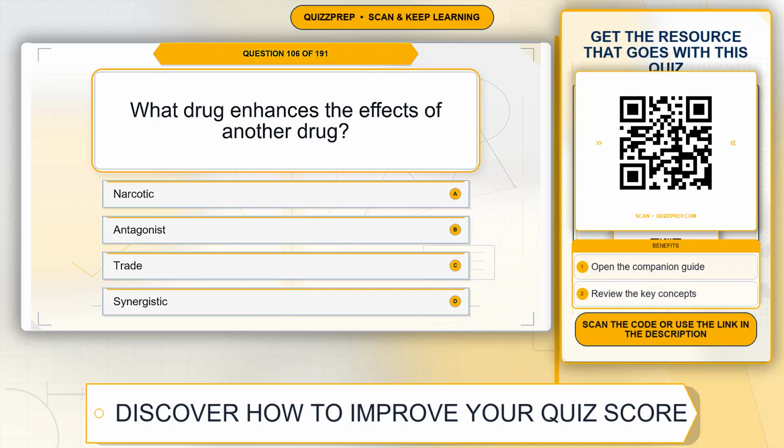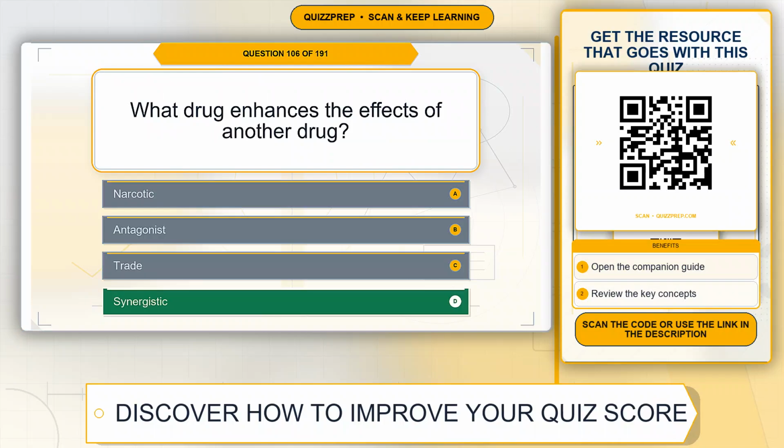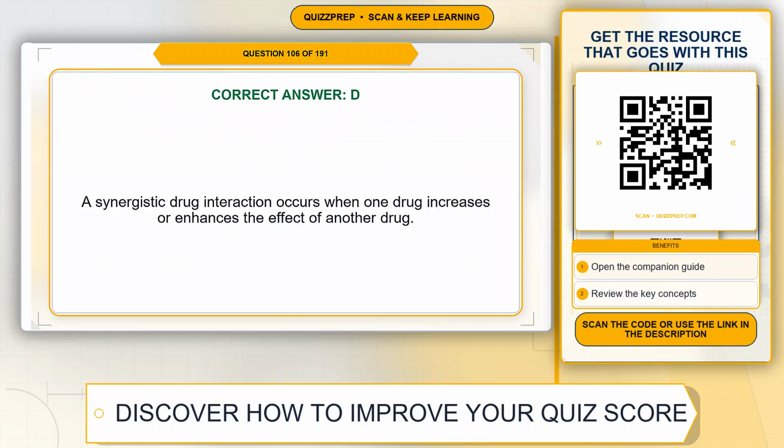Question 106. What drug enhances the effects of another drug? Option A, narcotic. Option B, antagonist. Option C, trade. Option D, synergistic. The correct answer is option D, synergistic. Explanation. A synergistic drug interaction occurs when one drug increases or enhances the effect of another drug.